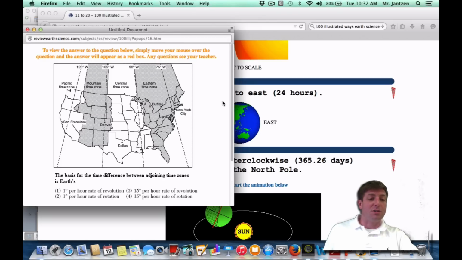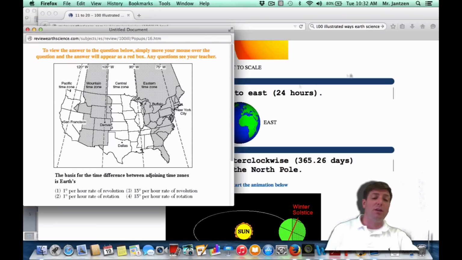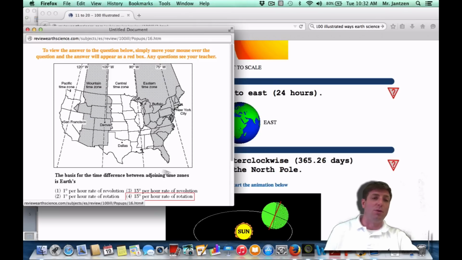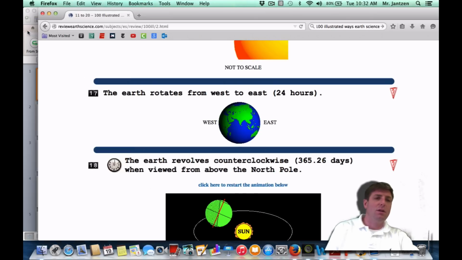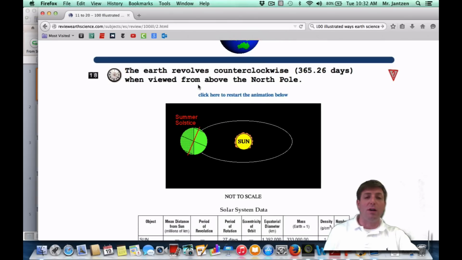As a Regents question, it says the basis for time difference between adjoining time zones is Earth's what? Okay, so once again, we know the Earth spins, but it's a question of how fast it spins. It spins 15 degrees every hour, or choice 4.